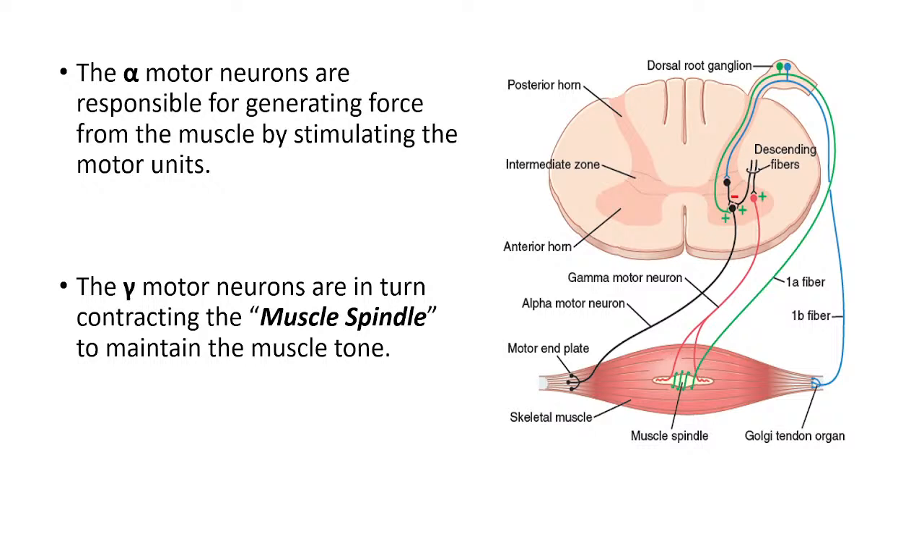So simply remember, this is a transverse section of spinal cord. The blue colored is the sensory nerve fiber from the muscle. Okay, that is from the Golgi tendon organ. This is one sensory receptor in the muscle. This is another sensory receptor. This green colored is 1A afferent, 1B afferent from the Golgi tendon organ entering into the spinal cord.